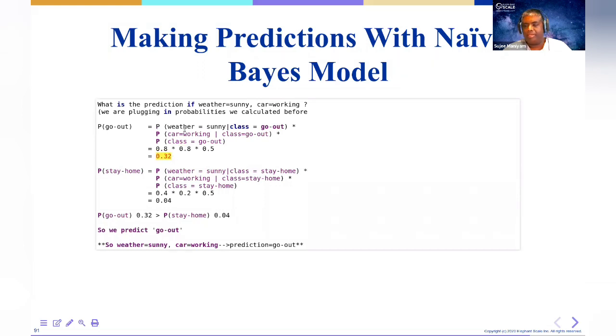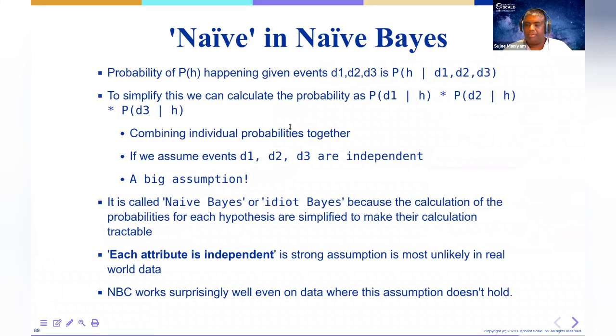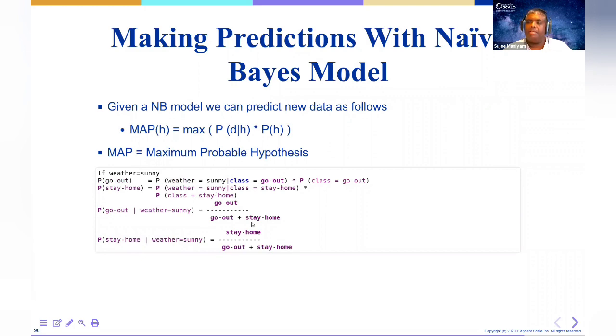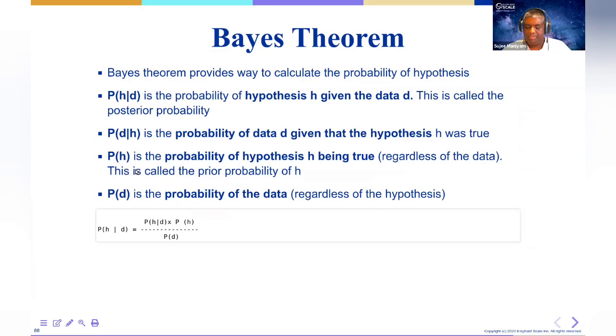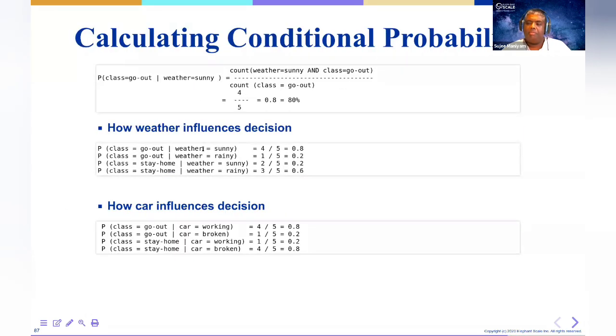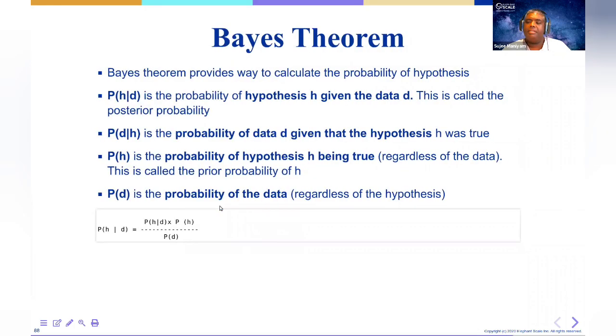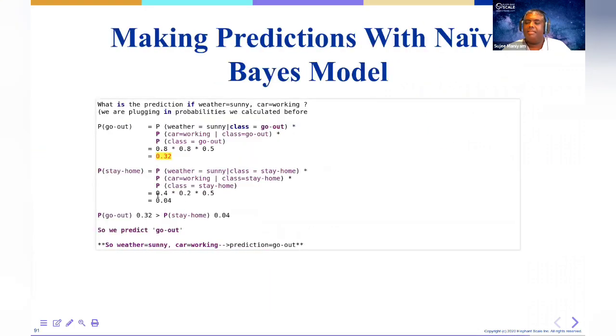Right? So look through again. If you look at these numbers, we already worked these numbers out, right? And we're simply plugging them in. So whether the sunny car is working, chance of me going out is 32%. Okay. Same thing. Whether the sunny car is working, chance of me staying home. Again, plug in the numbers from the earlier table. Sorry, I'm sort of going back and forth, right? Plug in this from this table, and you will get 4%.